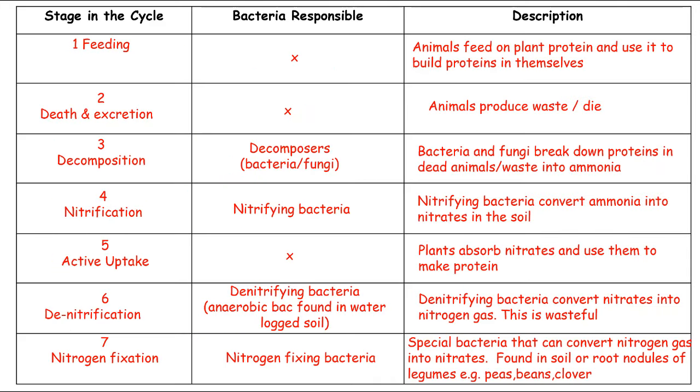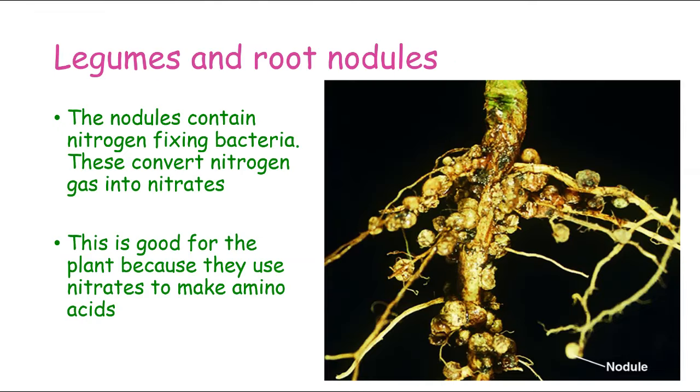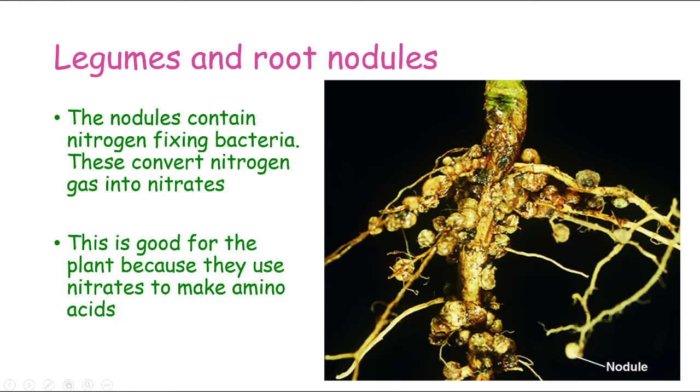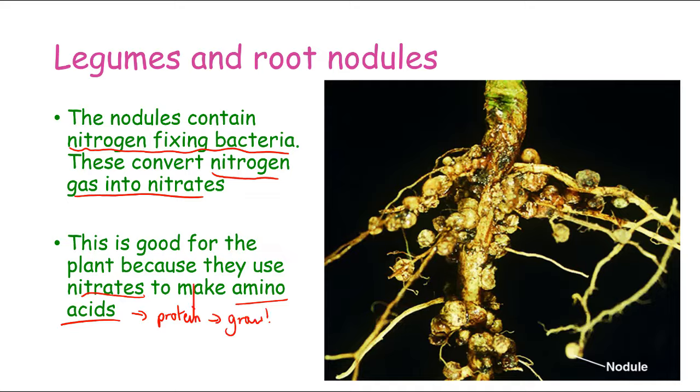Now we've pretty much covered all of these steps. So the only thing that you could really do here is if you wanted to pause this and make little notes on this as we go along. And this just shows you the little root nodules. So remember, the root nodules contain nitrogen fixing bacteria, and they are found in the root nodules of legumes. And they convert nitrogen gas into nitrates. It's good for the plants because the plants can then use the nitrates to make their amino acids, which they can then use to make proteins, which is what they need to grow.